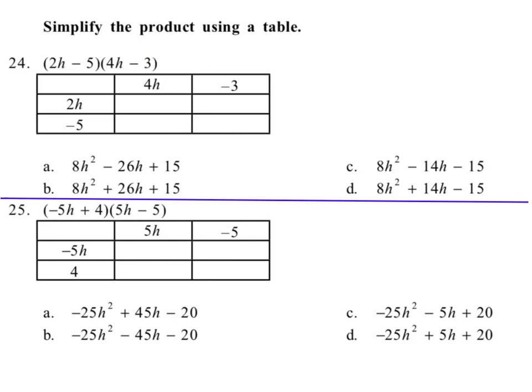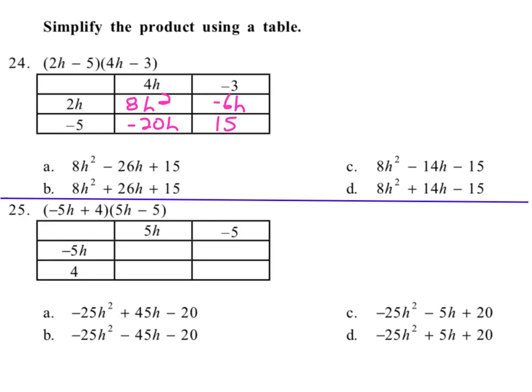We've got 2h times 4h, 8h squared. Negative 5 times 4h, negative 20h. 2h times negative 3, negative 6h. And negative 5 times negative 3, positive 15. And I'll just write 15. You'll know to make it positive when we add them together.